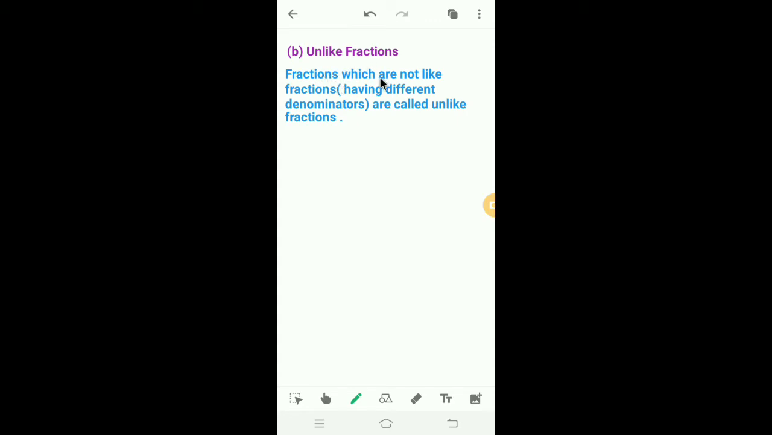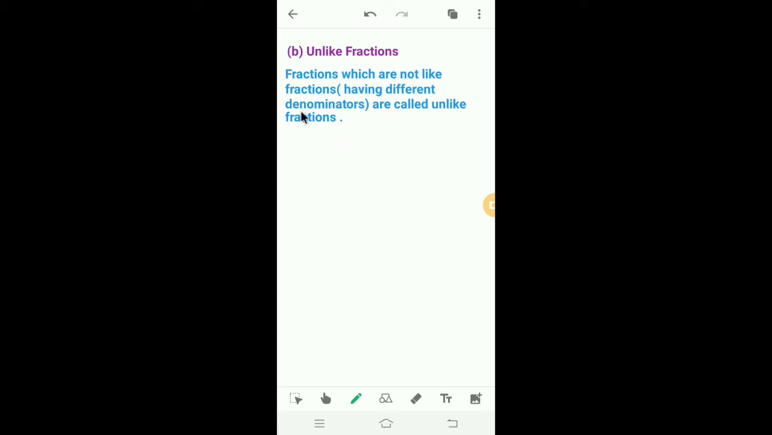Fractions which are not like fractions, that means having different denominators, are called unlike fractions.